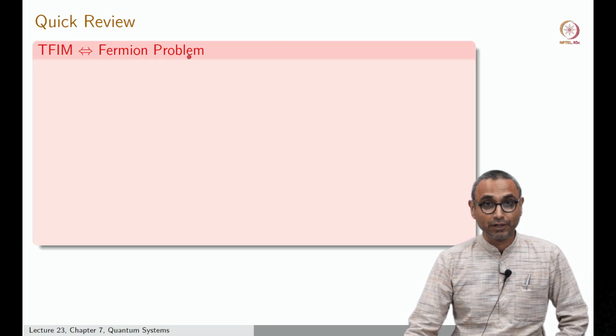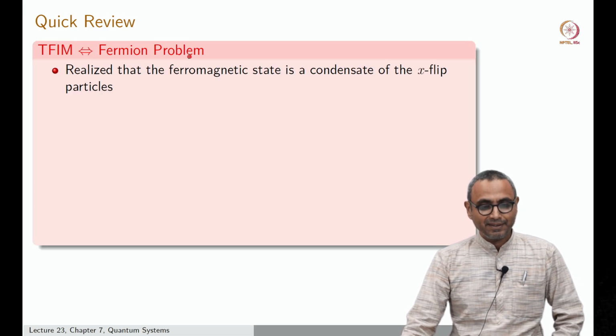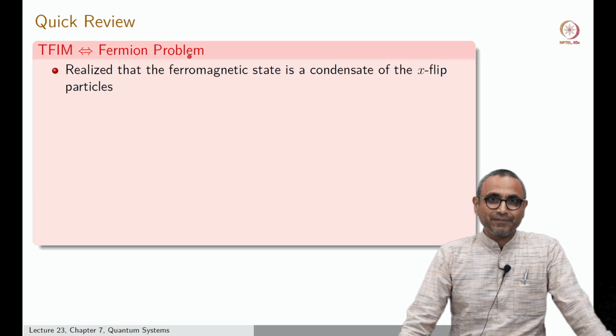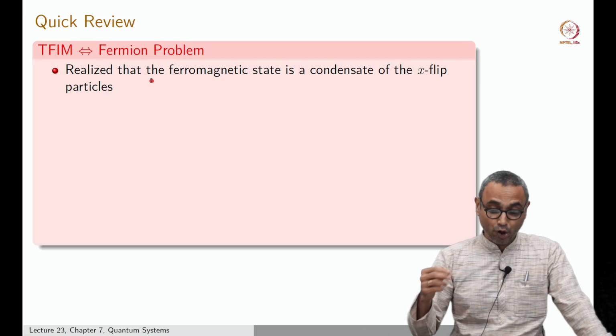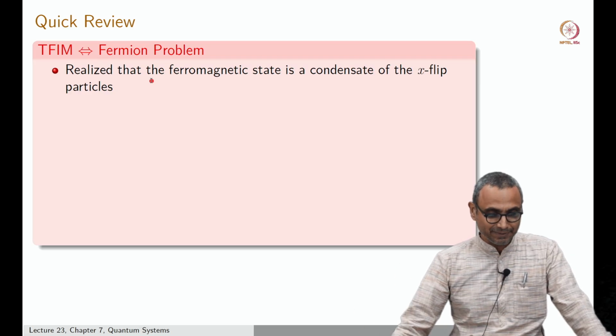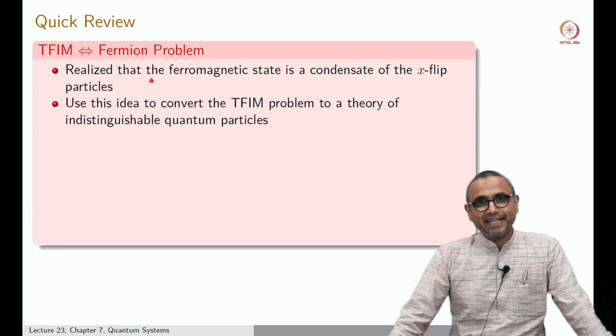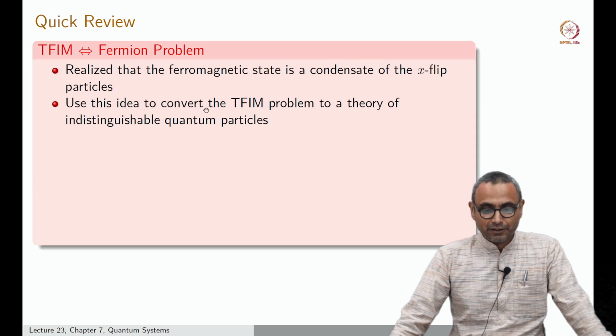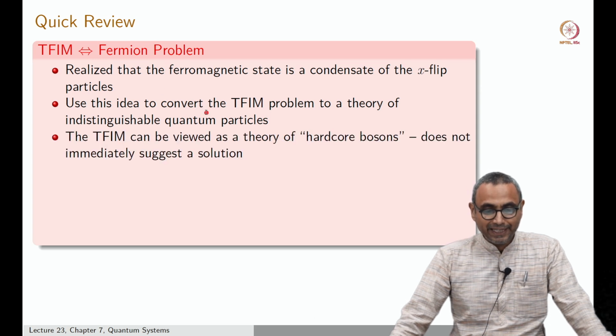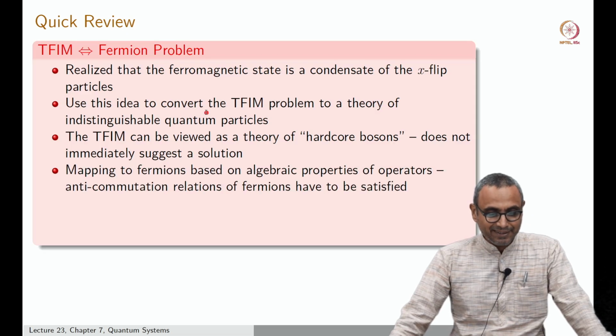can be mapped to a fermion problem. And we were motivated to do this by realizing that the ferromagnetic state can be thought of as a condensate of X-flip excitations. We used the idea to convert the transverse field Ising model to a problem of indistinguishable quantum particles. Although we can pose that as a problem of hardcore bosons, it does not help us find the solution.